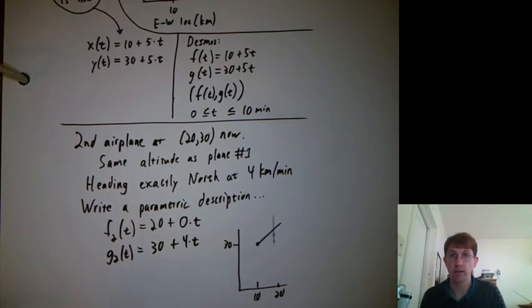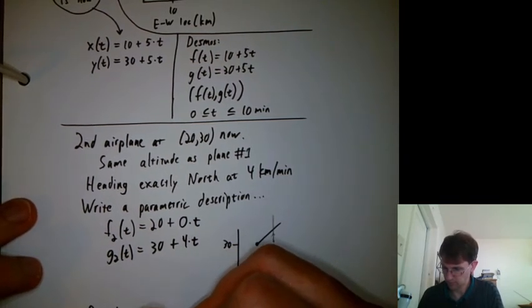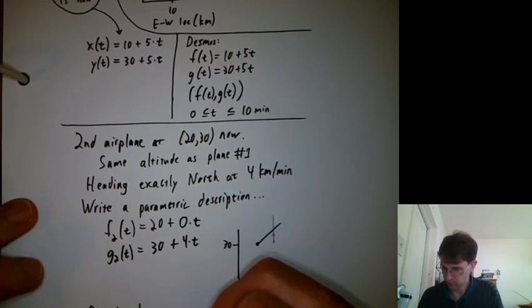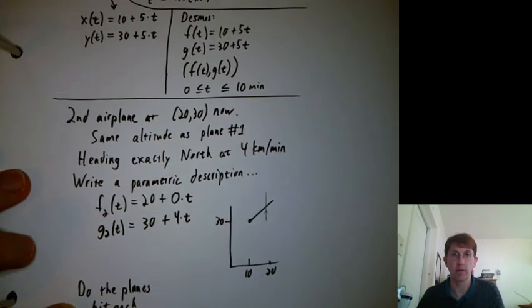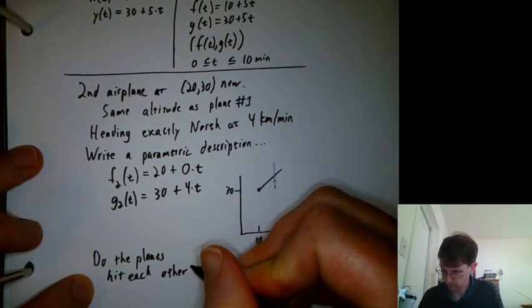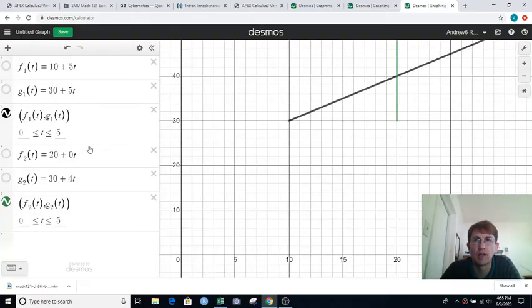Are the planes going to hit each other? Or if they don't hit each other, how close do they come? Are they like 3 meters apart? That would not be good. 3 kilometers apart, we could probably live with. So we're saying, do the planes hit each other? Well, let's go try it all in Desmos.